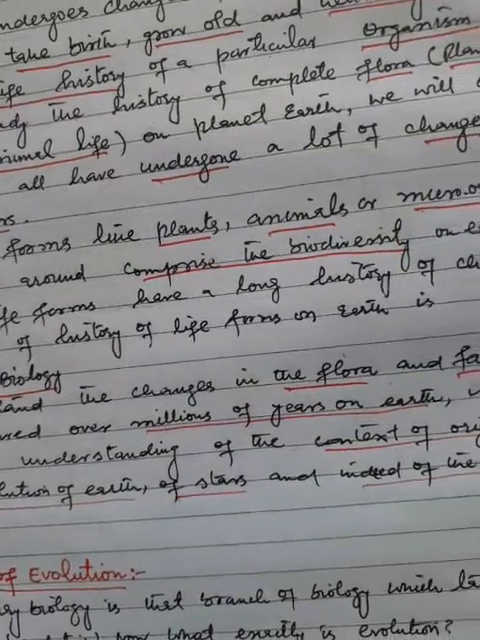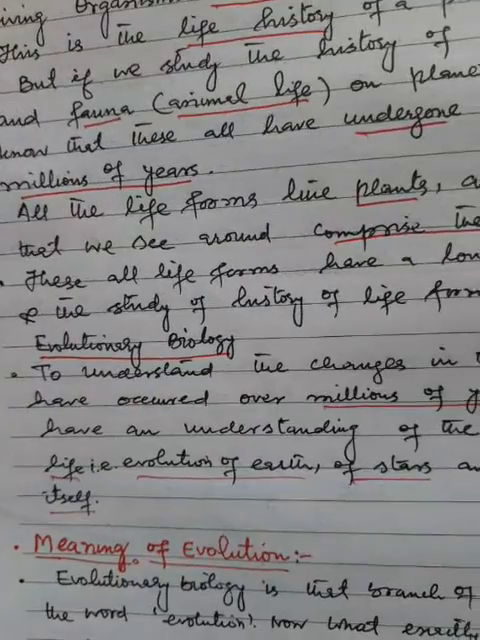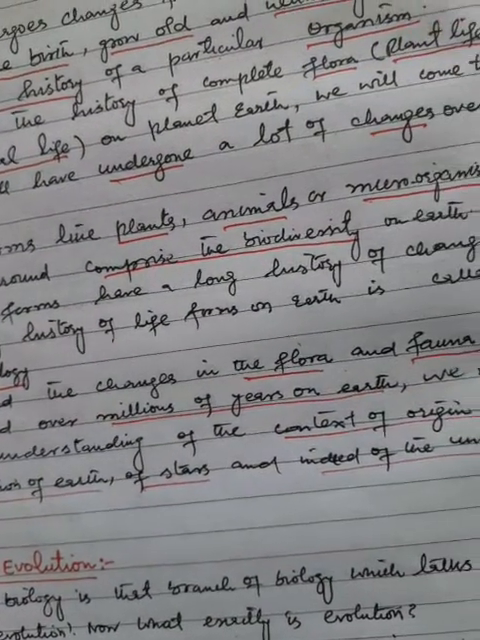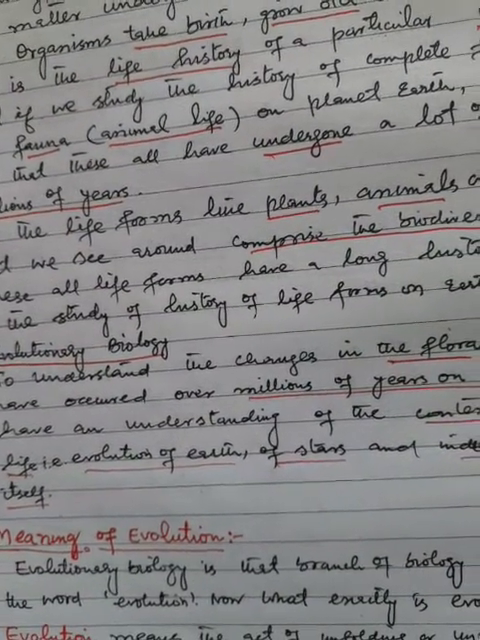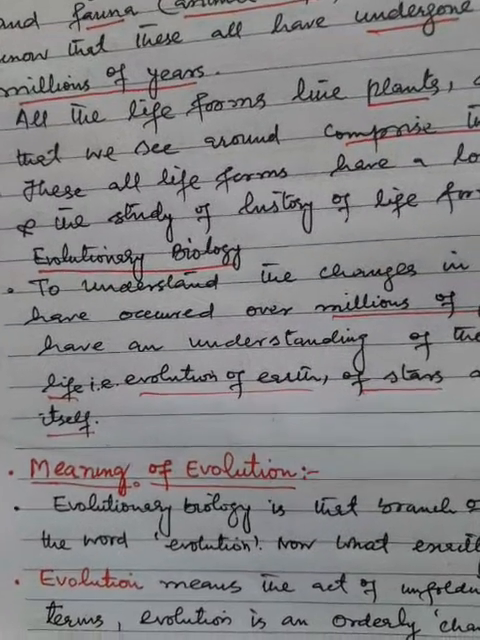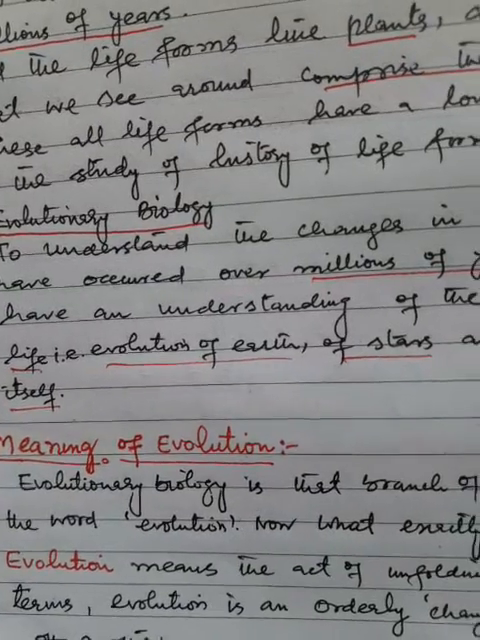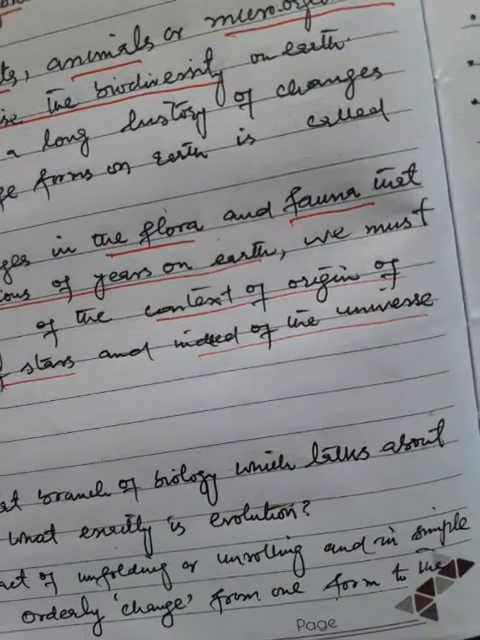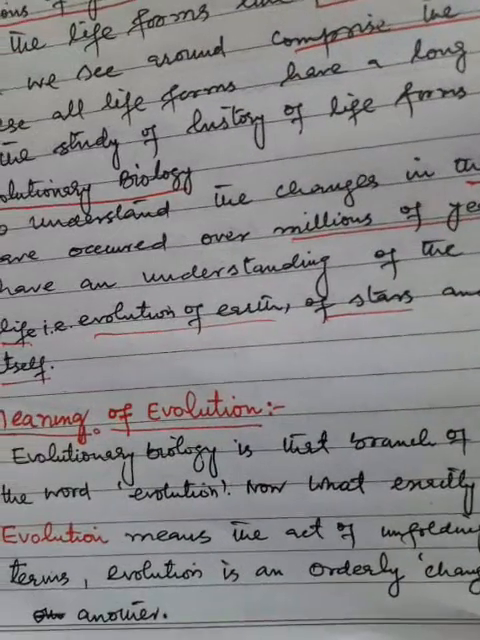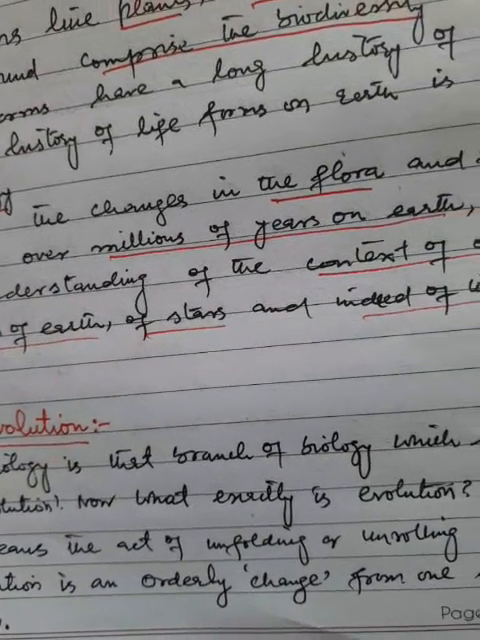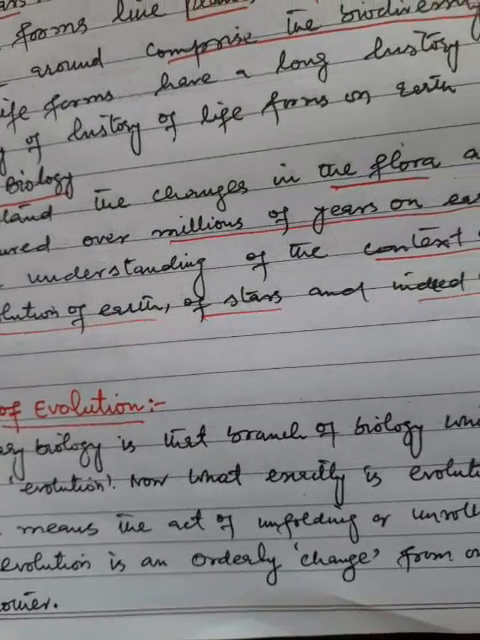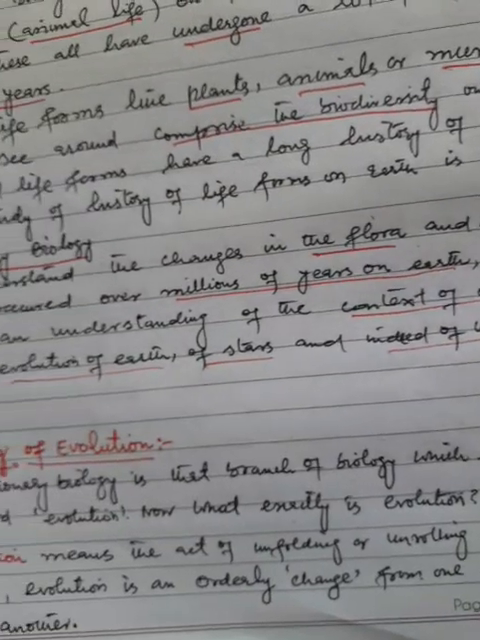To understand the changes in the flora and fauna that have occurred over millions of years on Earth, we must have an understanding of the context of origin of life, that is evolution of earth, of stars, and indeed of the universe itself. Meaning of evolution. Evolutionary biology is that branch of biology which talks about the word evolution. Now, what exactly is evolution? Evolution means the act of unfolding or unrolling, and in simple terms, evolution is an orderly change from one form to another.